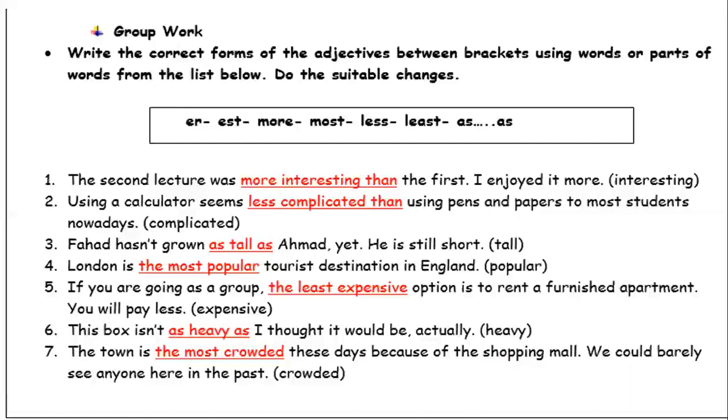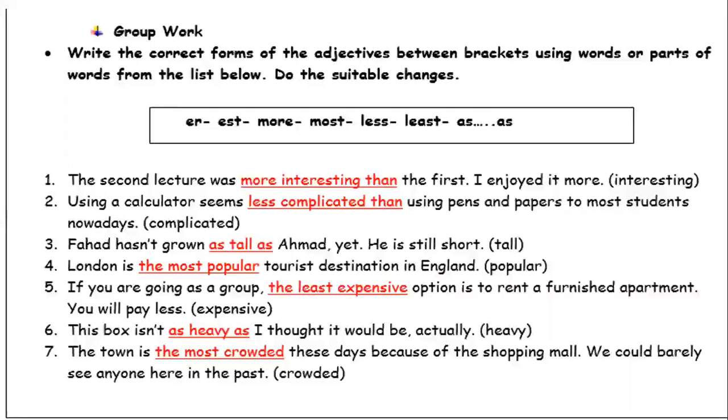So if I ask you, do you prefer using a calculator or pens and papers? I think all of you will answer me, of course, using a calculator, okay? So using a calculator has more equality and using pens and papers has less equality. So you should answer this sentence by using an adjective in the comparative form.